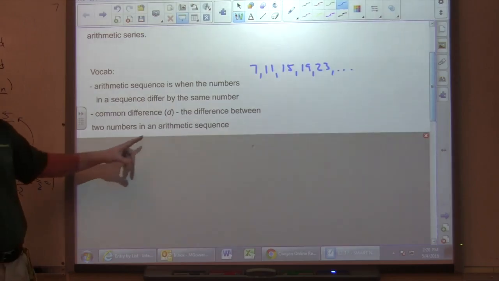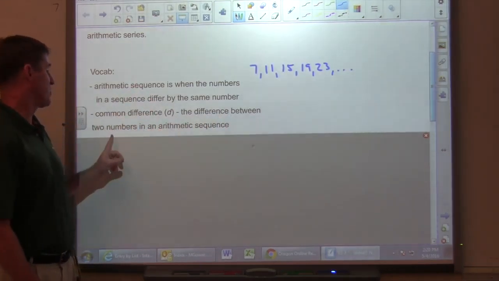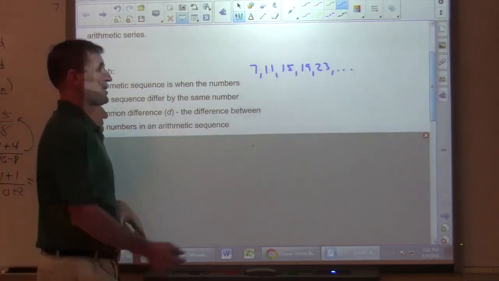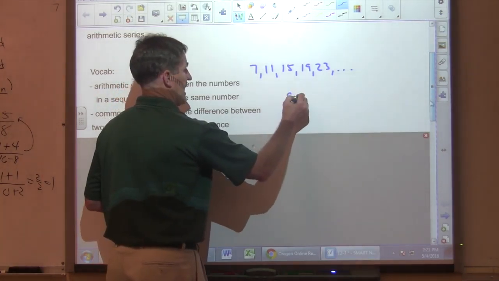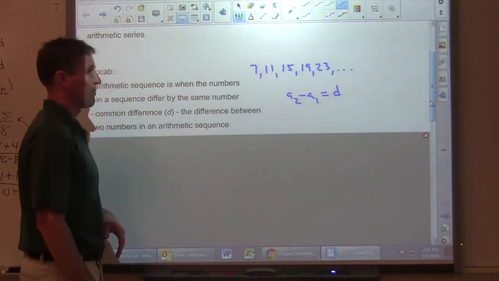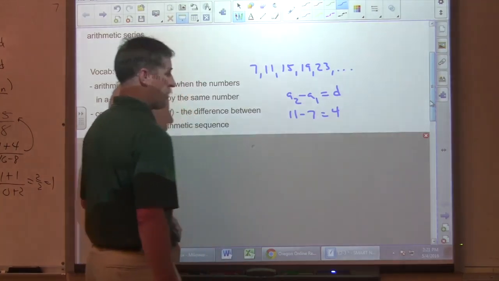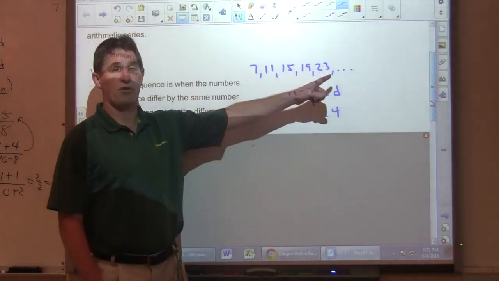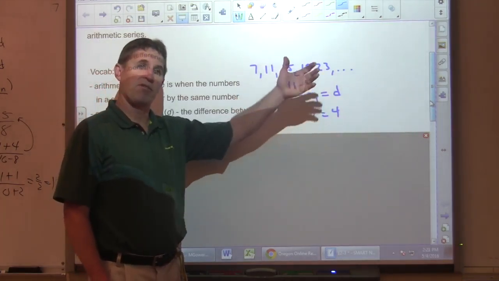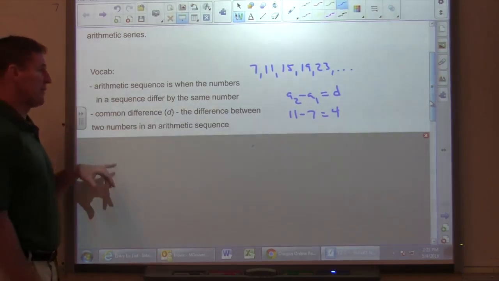The common difference, which is an italicized d in the book, is the difference between two numbers in an arithmetic sequence. So if you take any two consecutive numbers, most of the time we'll just take the first two, and you just take a2 minus a1, that will give you the value of d. So in this case we go 11 minus 7 equals 4, and so we're adding 4 every time. If it's going up, then it's going to be a positive number. If it's going down, it will be a negative number. So that's the common difference.